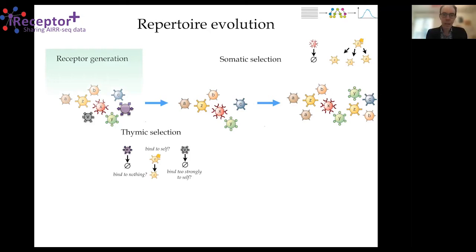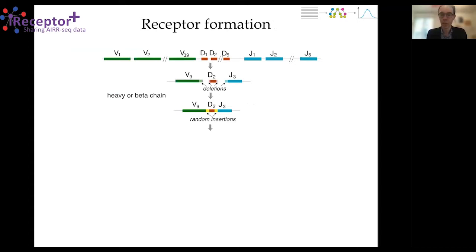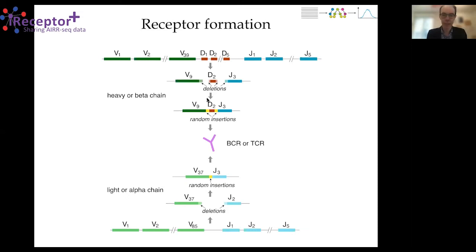How is the diversity generated in the first place? As we know, this is done through VDJ recombination. I'm not going to go into the details of how that goes; I'm assuming that you all know this process. It's similar for B and T cells, and there are two chains in each case, heavy and light in one case, and beta and alpha in the other, but it's quite similar. What we want to do is characterize statistically the different probabilities of these things happening. And there's an issue, because we're doing this using repertoire data.